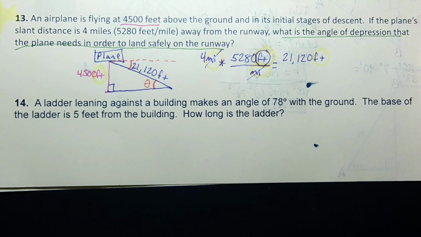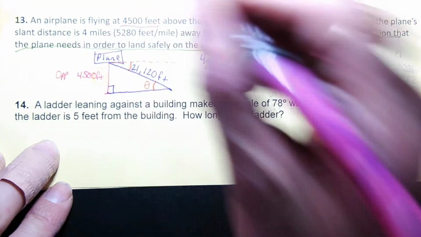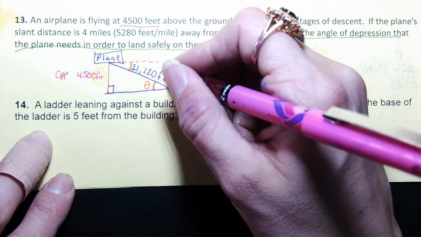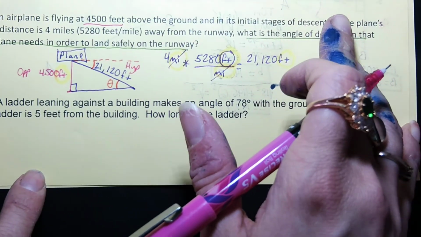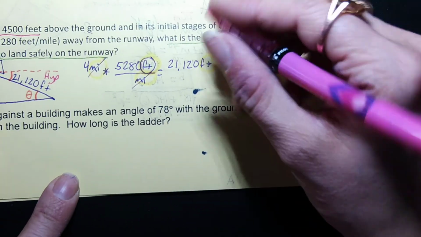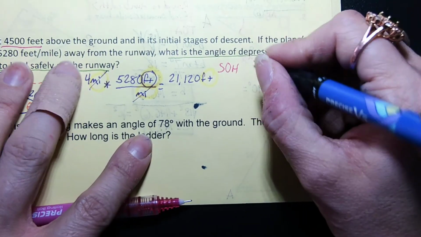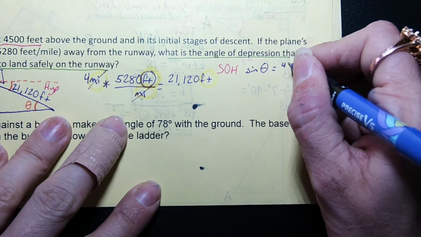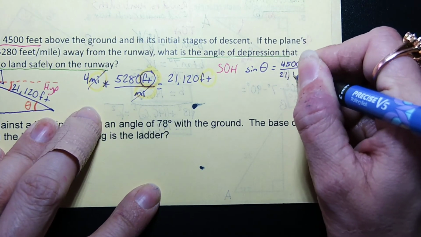Same steps as before. We start with the angle. Our angle is theta. We label the side relationships. 4,500 is opposite to theta. 21,120 feet is hypotenuse to theta. So we have O and H, so our trig relationship will be sine. So sine of the angle equals opposite, 4,500 feet, over the hypotenuse, 21,120 feet.